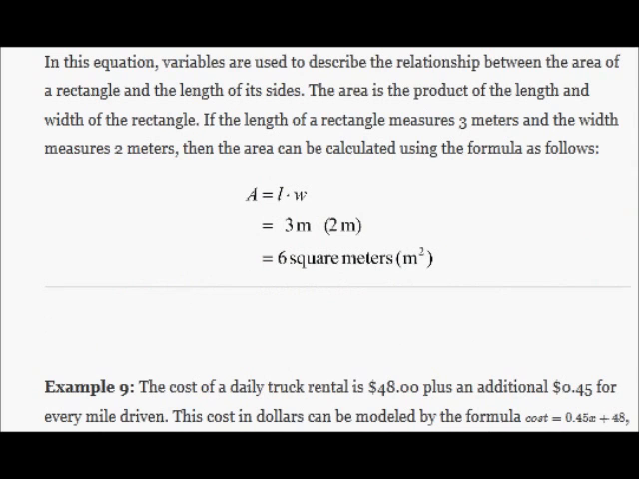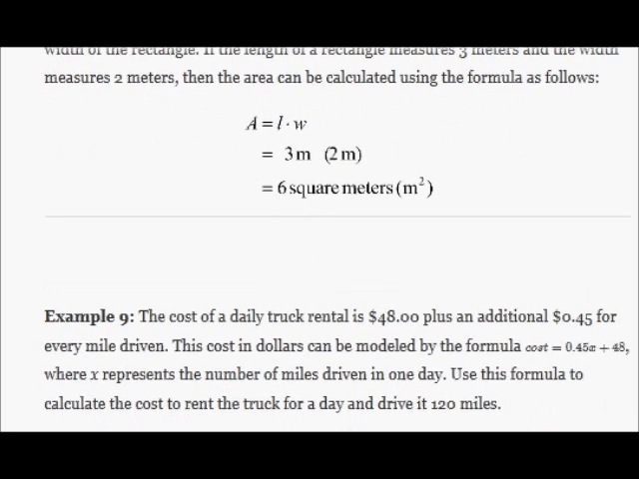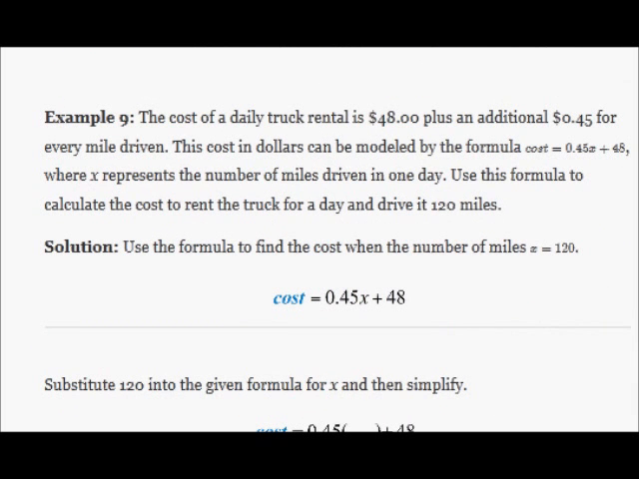The area is the product of the length and the width of the rectangle. If the length of the rectangle measures 3 meters and the width measures 2 meters, the area can be calculated using A equals L times W, which is equal to 3 meters times 2 meters, which is equal to 6 square meters. So, let's look at an example.